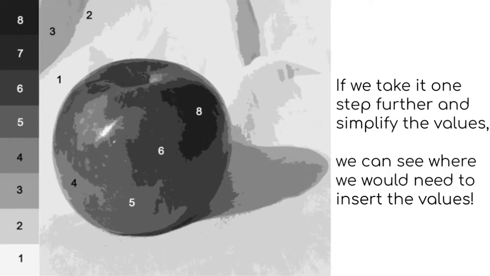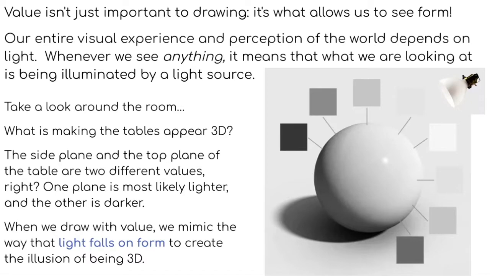Okay, we could take it a step further and we could block it out, similar to what we did if you took Art 1 last year, with those portraits that we painted. And we segment it, we posterize it down into specific values. Okay, and it's still going to come across as an apple. Value isn't just important to drawing, it's important to really any kind of art form that we do. And it's going to allow us to see form.